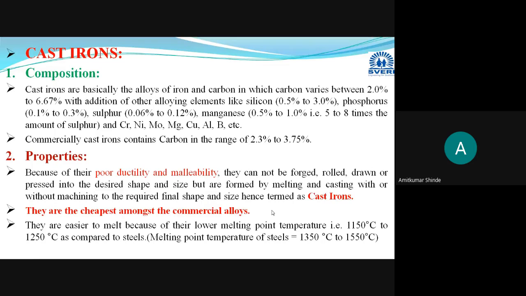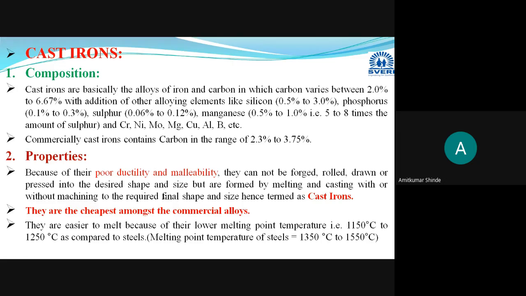And in properties you can write that they have very poor ductility and poor malleability. That will be your first property. And why these are termed cast iron, for that you have to give this explanation, their property. Due to this property, you cannot give the desired shape and size with forging, rolling, and other processes. The desired shape and size can be obtained only by melting them and doing the casting process.